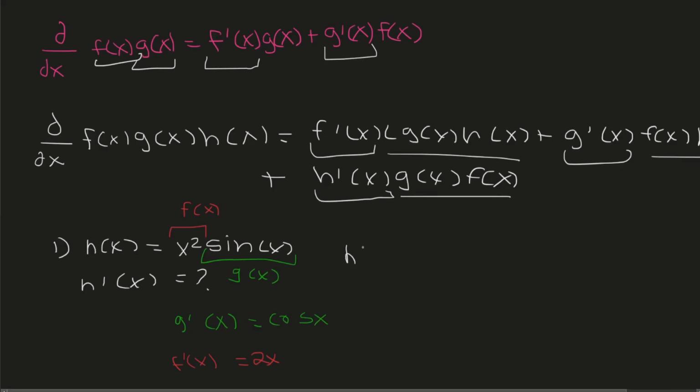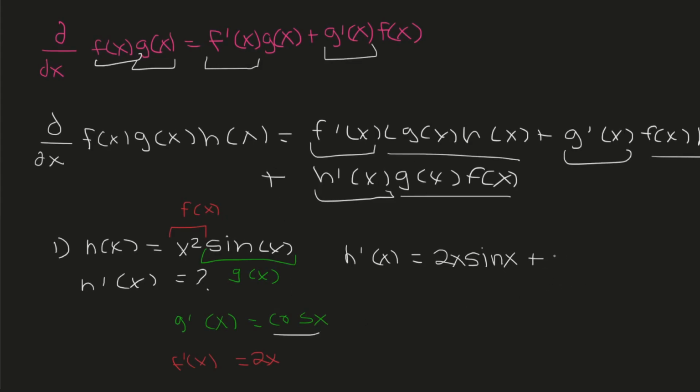So h prime of x equals f prime of x. We know what that is. That's 2x. So 2x times g of x, we know what that is too. That's sine of x. Plus g prime of x, which will be cosine x, times f of x. And f of x is x squared.